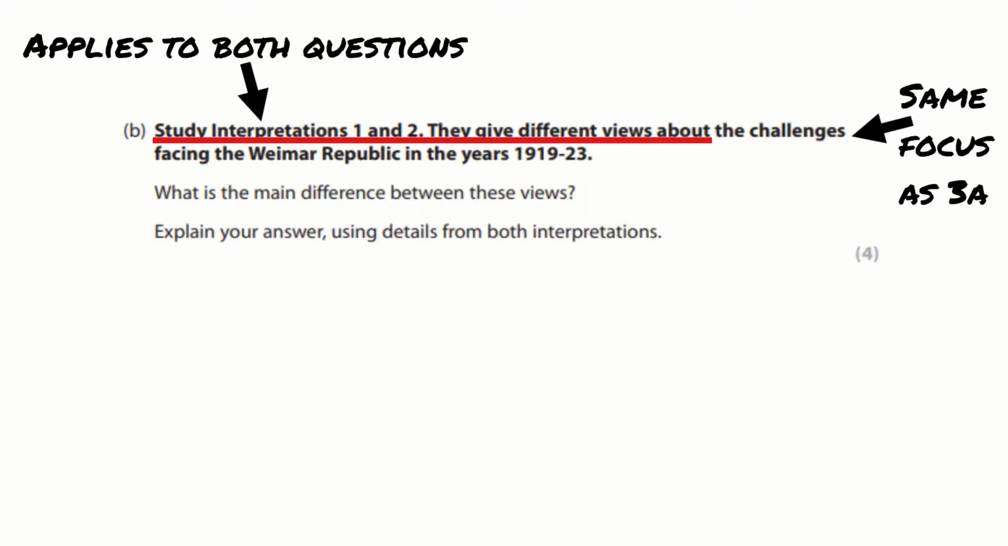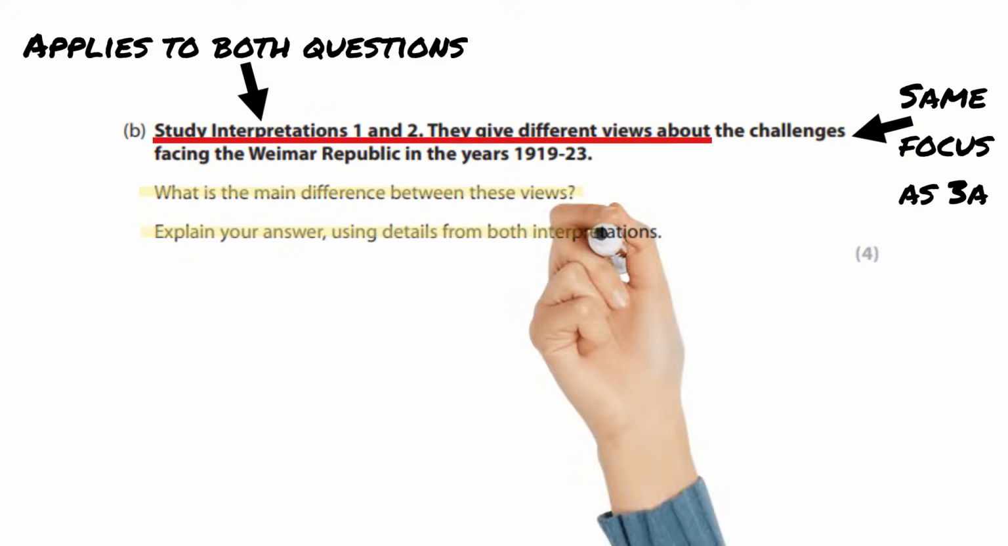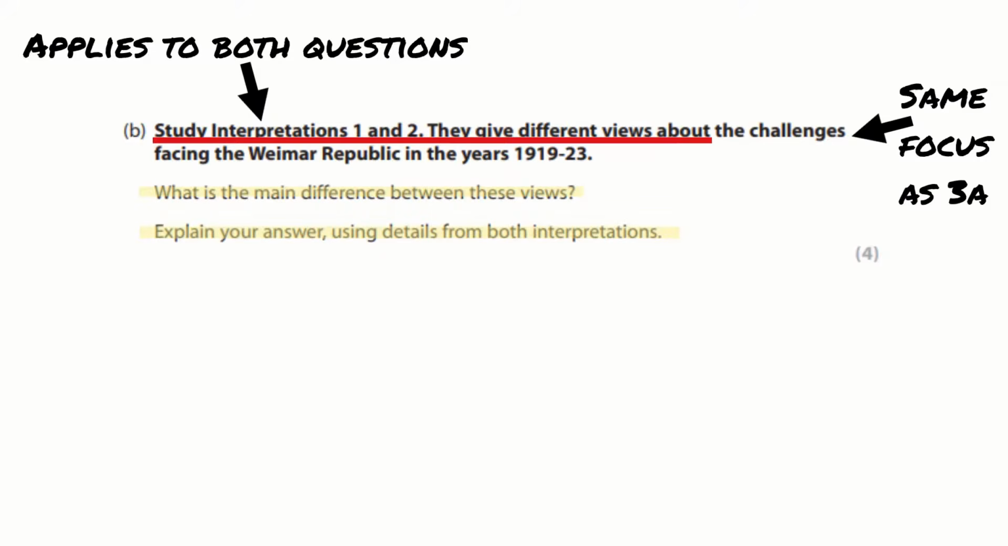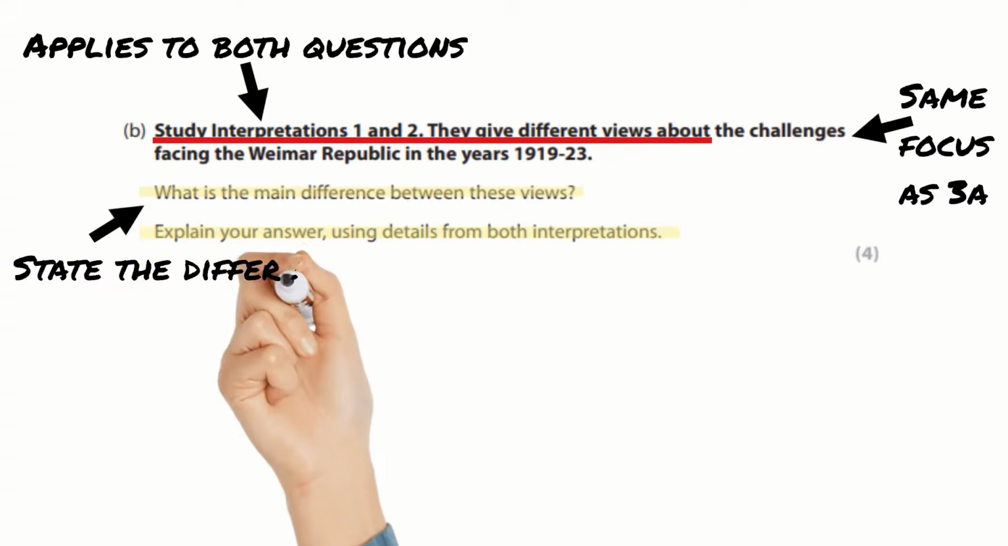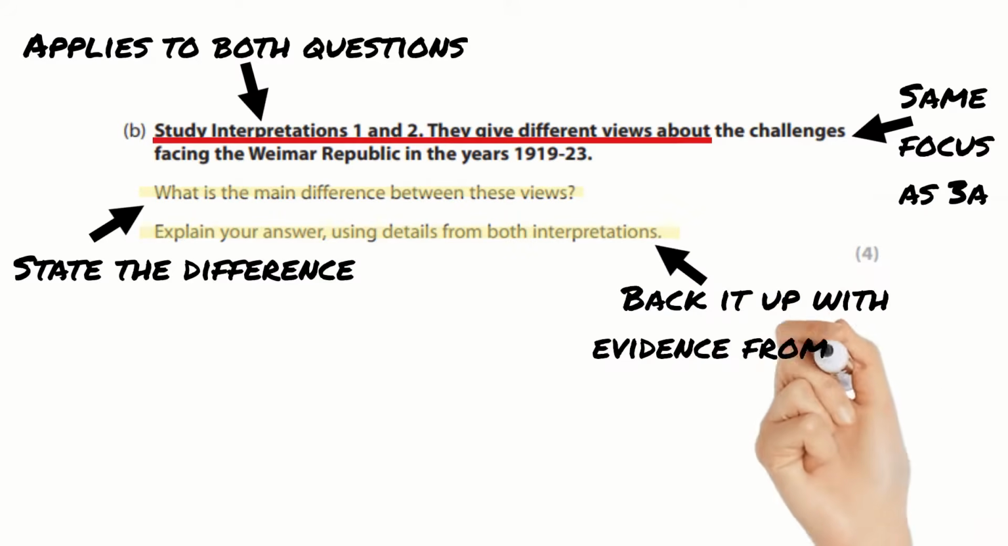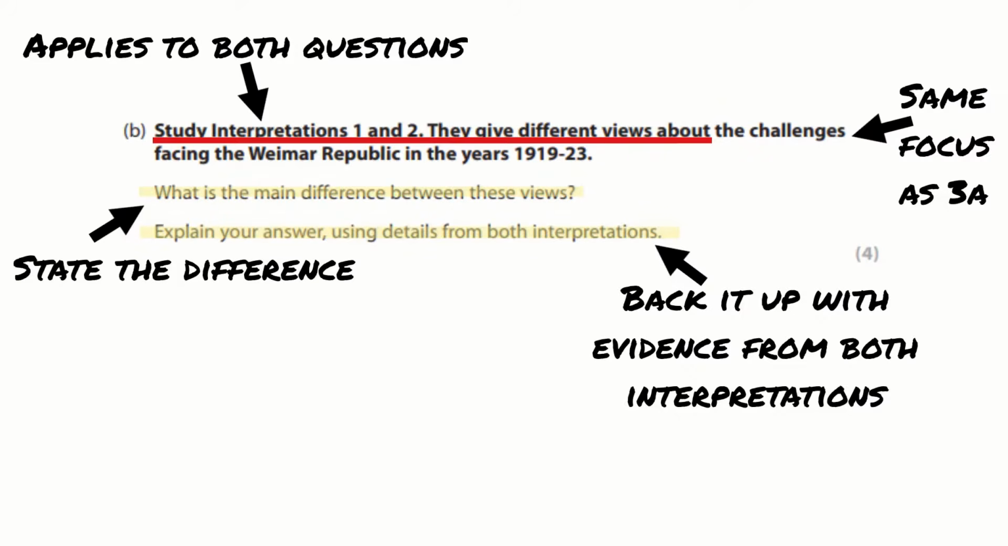Then we see that question 3b asks, what is the main difference between these views? Explain your answer using details from both interpretations. So here, it's giving you some very clear instruction. You will have to state what the difference is and then back it up with evidence from the interpretation. Let's practice this question so we can see what I mean.